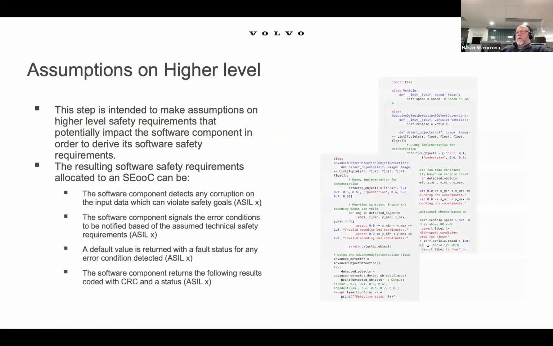But we can take it even deeper. So assumption on a higher level, it could be that the resulting software safety requirements allocated to my safety element out of context could be these requirements. The software detects any corruption on the input data which can violate the safety goal, and similar things like that. But this is not the whole truth of a safety element out of context. It's so much more. It's, of course, to do it in SEooC, and you are going to provide support for certain concepts that are distributed in your system.